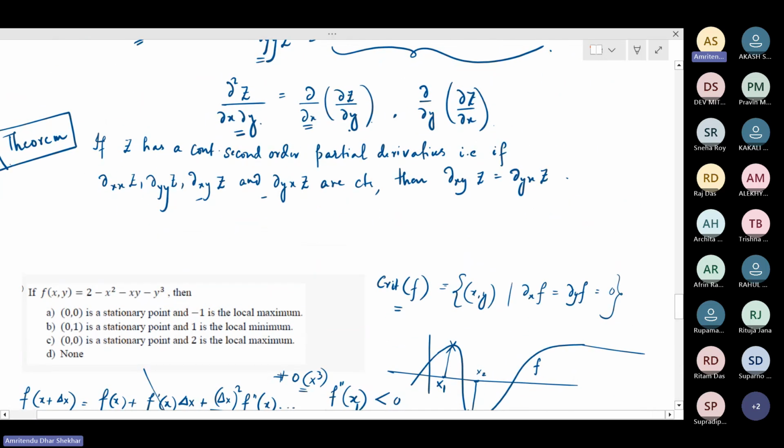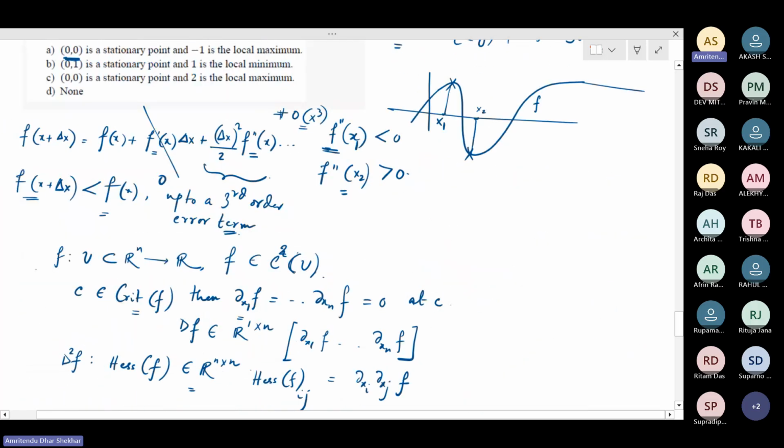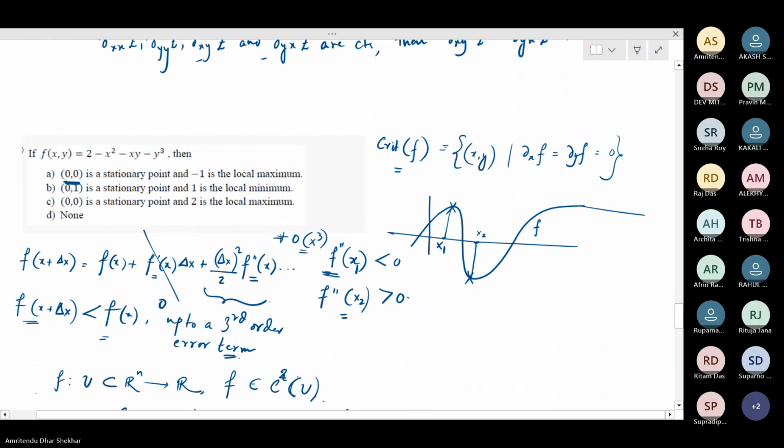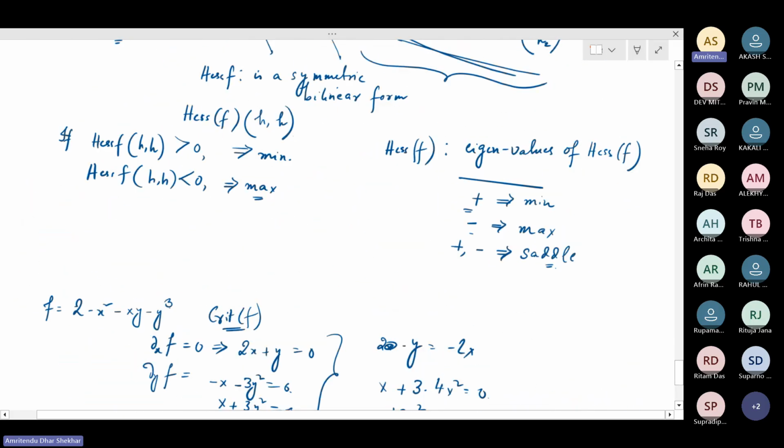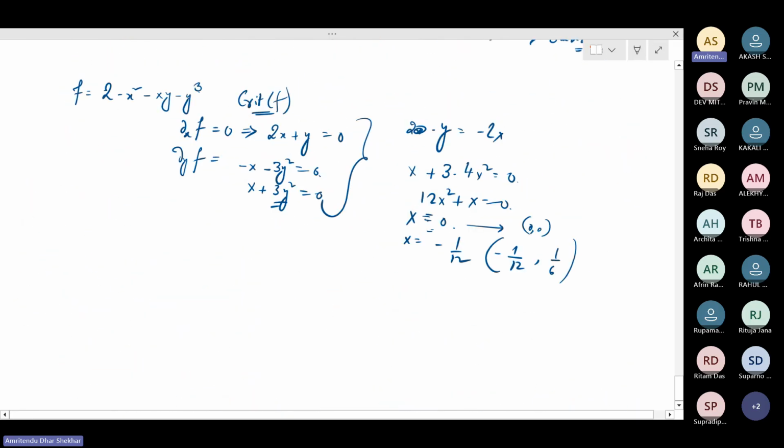What does this question say? It says 0 comma 0 is a stationary point. So they're interested in 0 comma 0. We're not interested in the other critical point. We're interested in 0 comma 0. So if this is the case, then you have to compute the Hessian of F. So the Hessian of F is, well, what is that? You take the second derivative of this.